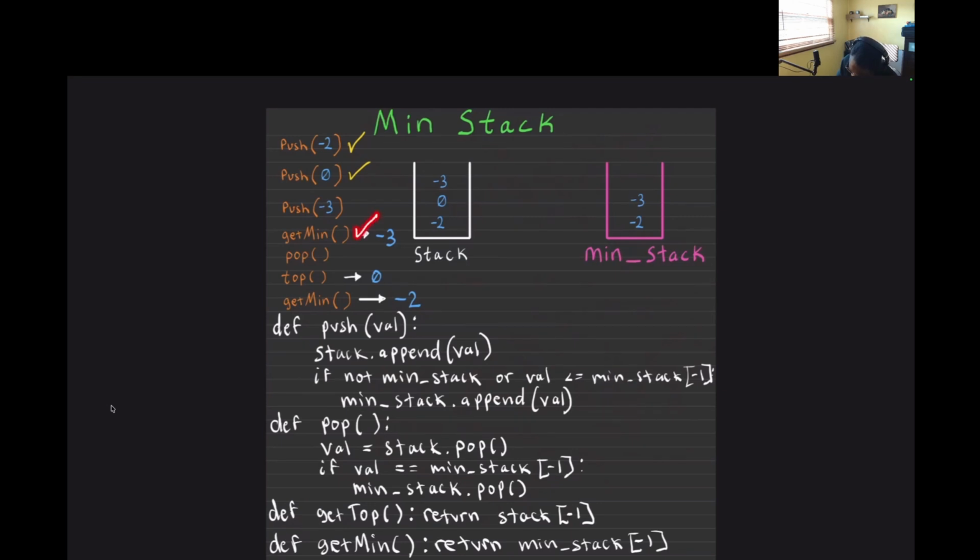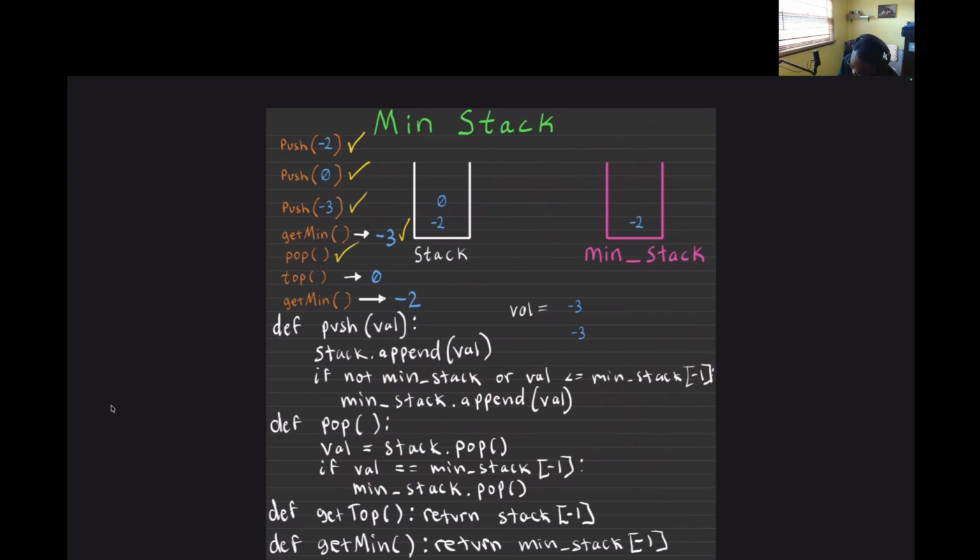Then now we do a getMin. So getMin, we just return min stack of -1, which is this -3 here. So we completed that and we completed this. So now we want to do a pop, okay? So value is equal to stack.pop. So this comes off. I'll just label it, why not? So this is the value. So if the value is equal to min stack of -1, that is, right? Then we have to pop from the min stack. So this gets popped off. So we have completed pop.